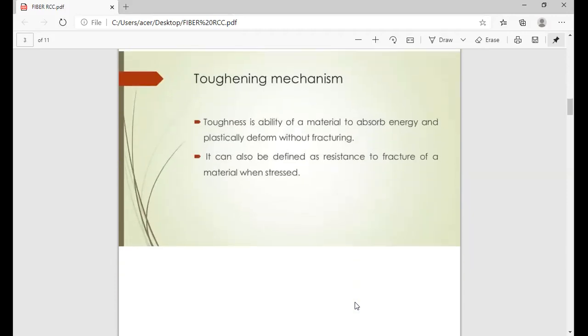If we take the toughness mechanisms, toughness is the ability of a material to absorb energy and plastically deform without fracturing. It can also be defined as the resistance to fracture of a material when stressed.